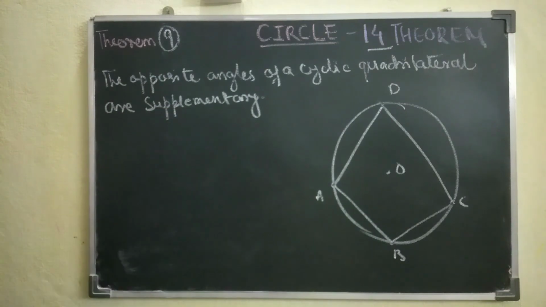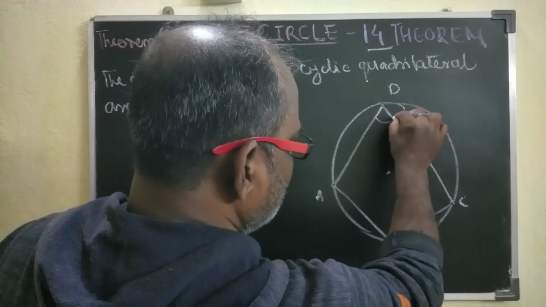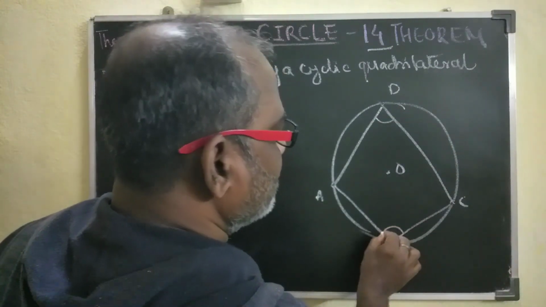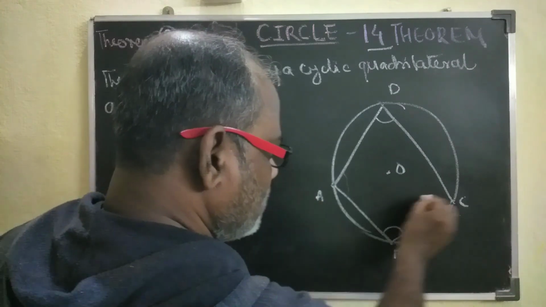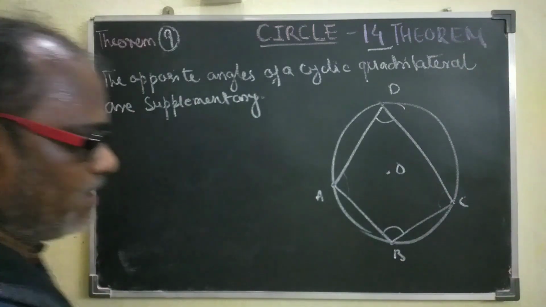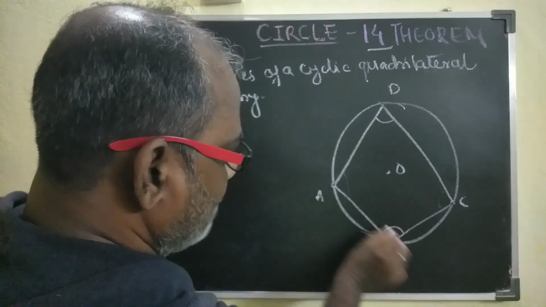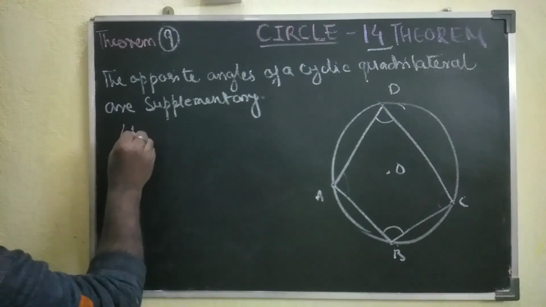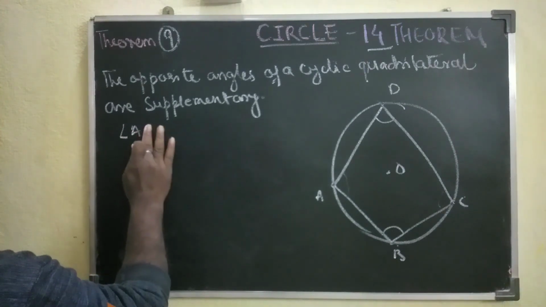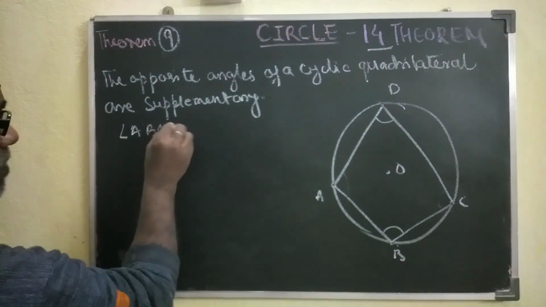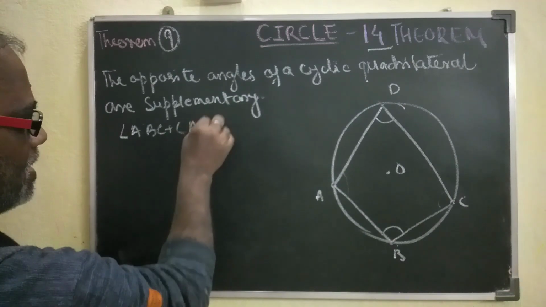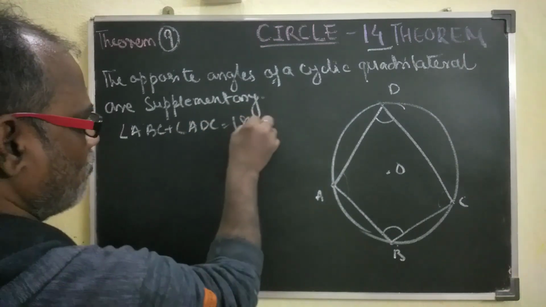Are supplementary. That means what? We have to prove that this plus this equals 180 degrees. Automatically this plus this also becomes 180 degrees. So we have to prove that angle ABC plus angle ADC equals 180 degrees.